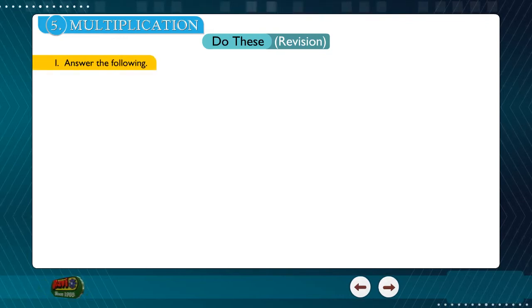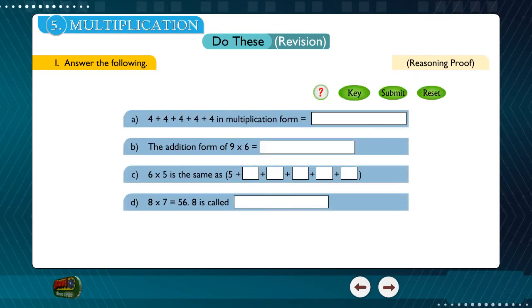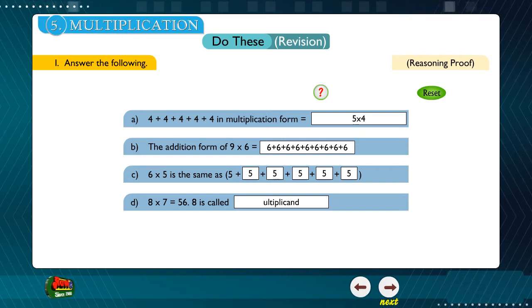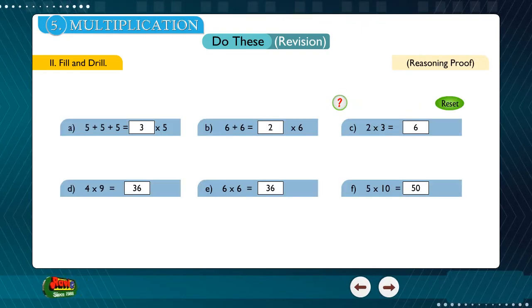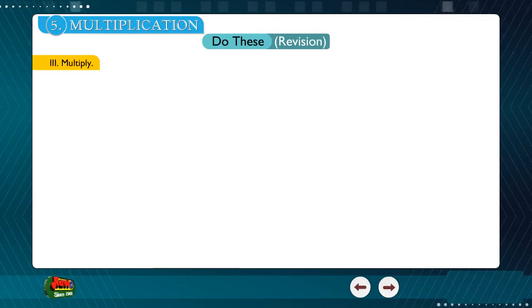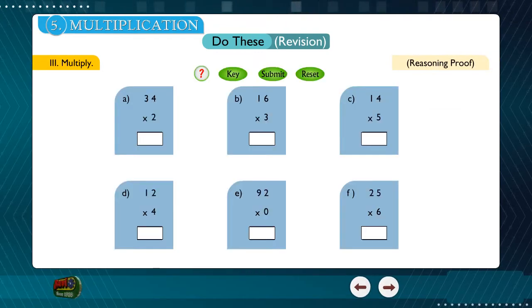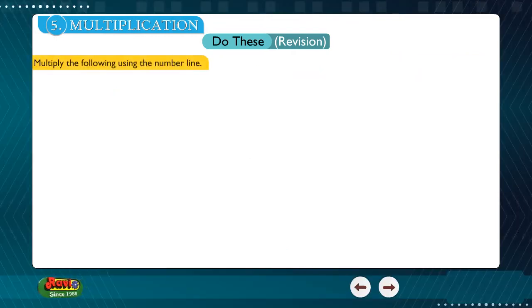Do these. Revision. 1. Answer the following. 2. Fill and drill. 3. Multiply. 4. Multiply the following using the number line.